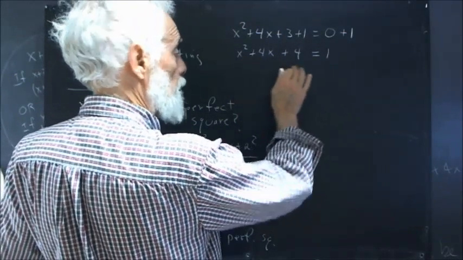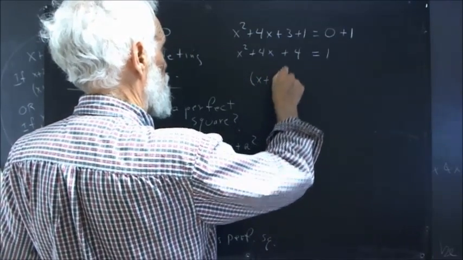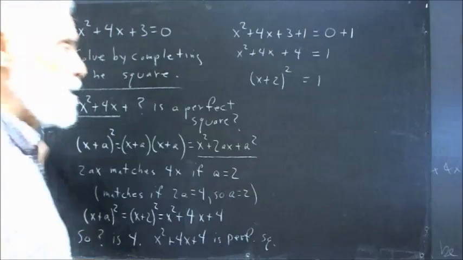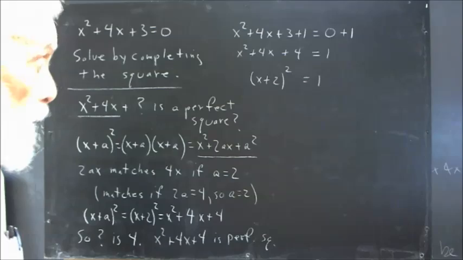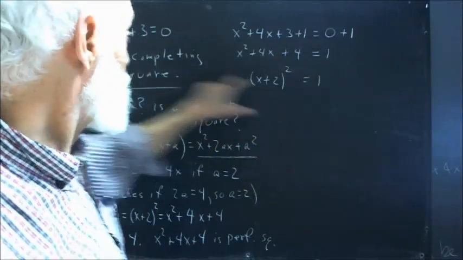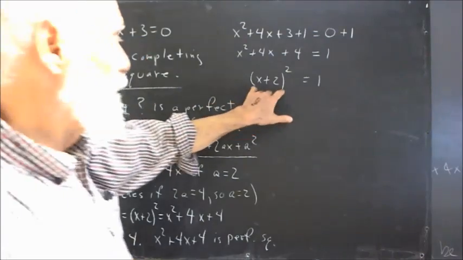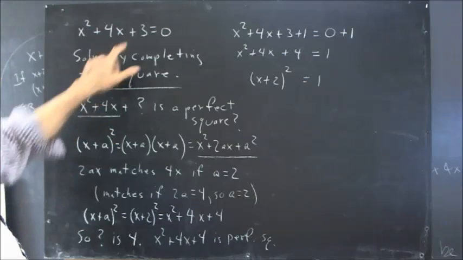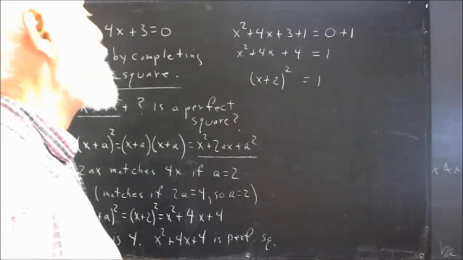X squared plus 4x plus 4 is what? Well, that's just x plus 2 quantity squared. That's an easy factor. And here now we have the equation x plus 2 quantity squared equals 1. Now this should be no surprise, because how did we get this equation in the first place? We got it by expanding x plus 2 squared equals 1 and subtracting 1 from both sides to get this. Okay, so we've kind of come full circle.